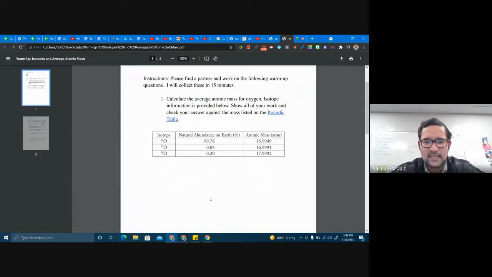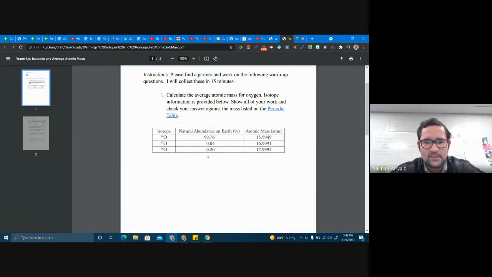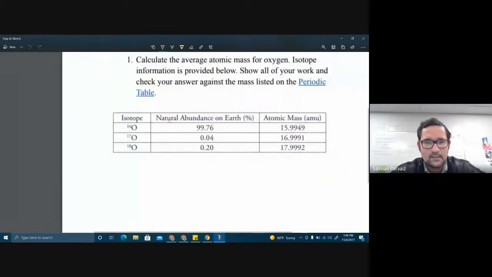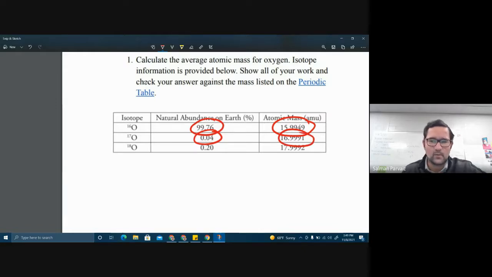So if they say calculate the average atomic mass using these percentages, I'm going to just show you how to do that real quick. It's not a very complicated process. So here we go. There are a couple of ways to do it, and one of the simplest ways is to just take the individual percentages and the atomic mass for that isotope. So I'm going to take the 99.76% and I'm going to combine it with the atomic mass for oxygen 16. Then I'm going to take 0.04% and I'm going to combine it with 16.991. I'm going to do the same thing for oxygen 18.